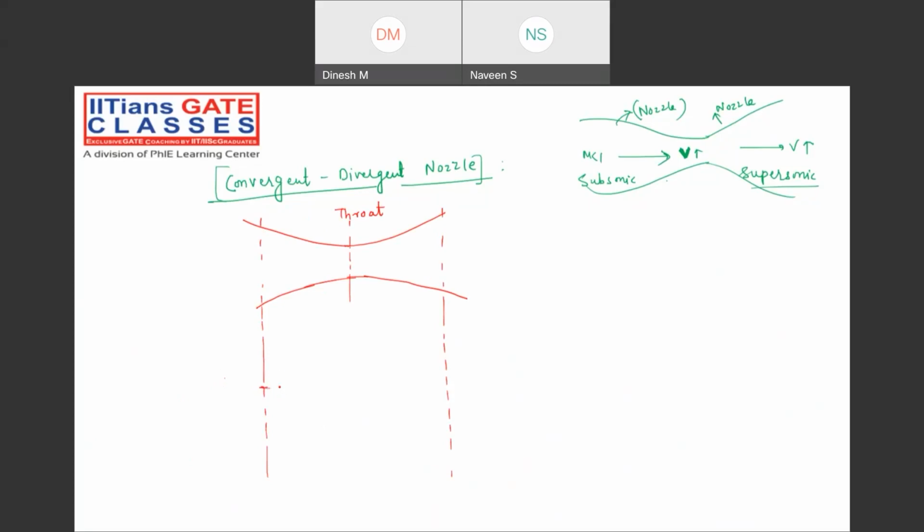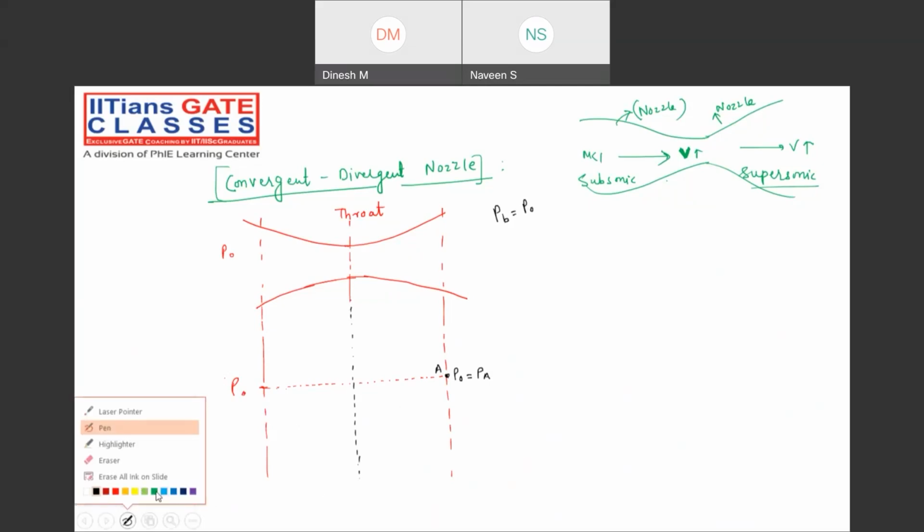Suppose the pressure is the same as P naught only. Let me call this point A. Will any flow happen? No, right? No flow will happen. Suppose you maintain the back pressure, the design pressure, as P naught. No flow will happen, right?